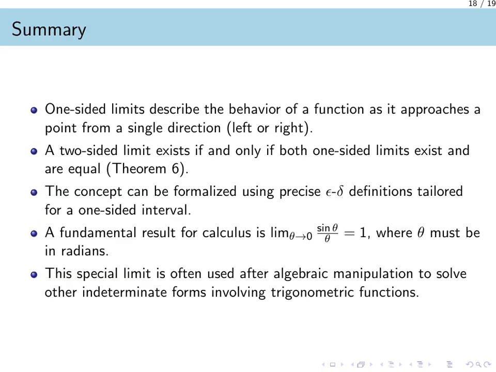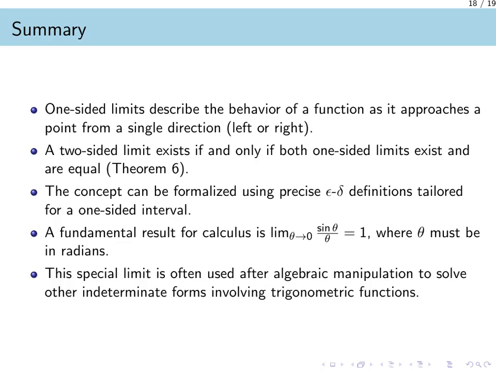Let us summarize the essential ideas of one-sided limits and how they clarify the existence of a standard two-sided limit. We use one-sided limits to analyze a function's behavior as we approach a point exclusively from the left or from the right. The most critical takeaway is that a two-sided limit exists if, and only if, both the left-hand and right-hand limits exist and are exactly equal to each other.